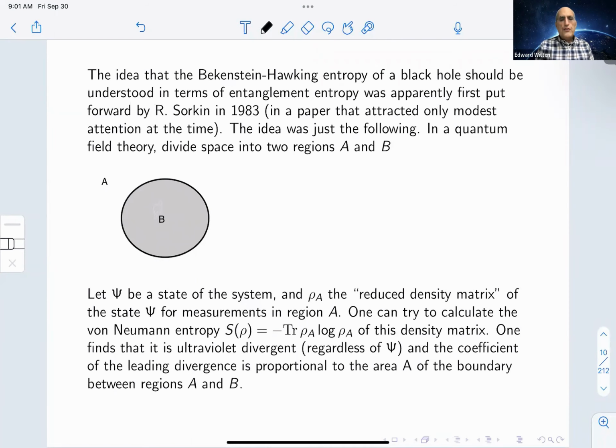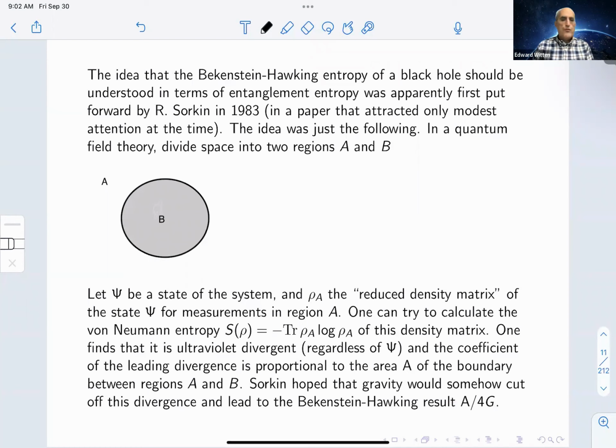Sorkin, however, found that this entropy is ultraviolet divergent, and the leading divergence did not depend on the state. The divergence was an ultraviolet divergence. In quantum field theory, all states are the same at short distances, so regardless of the state, you get the same leading divergence. And the coefficient of the leading divergence was proportional to the area A of the boundary between the two regions A and B.